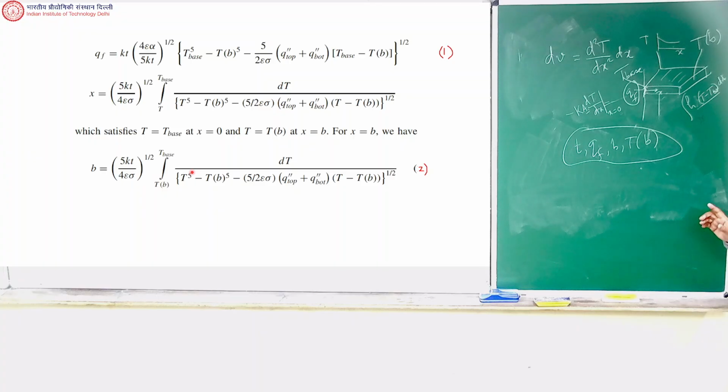So that's why these equations are complicated. Much more complicated than what we had for just a pure convection case. So these are complicated equations which have to be solved.